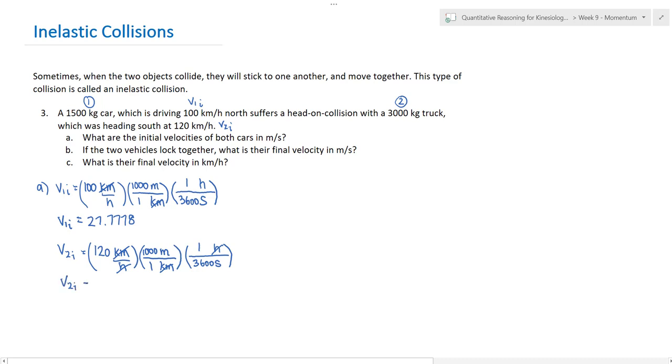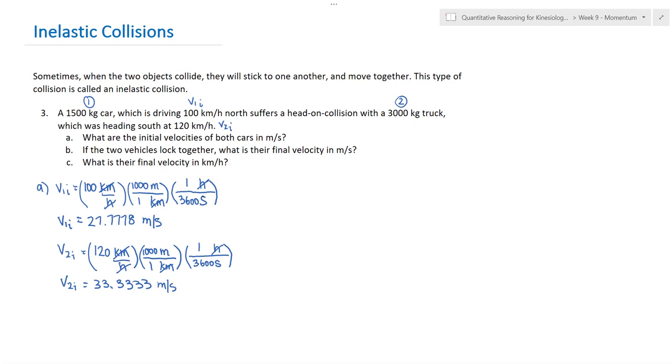So V2 initial is equal to, we can type this on our calculator, 120 times 1,000 divided by 3,600. And we get 33.3333 meters per second. Let's put the units in for V1 initial as well, meters per second. All right, and I'll just show how the hours also cancels out for V1 initial. So we're left with meters on top, seconds on the bottom. So that was part A.